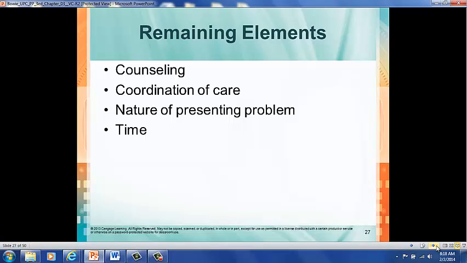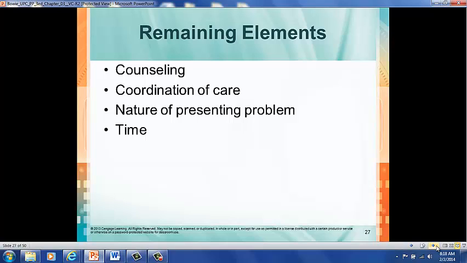The remaining elements that factor into choosing a level of service are counseling, coordination of care, and nature of presenting problem. These components, known as contributory factors, can contribute to the work that goes into an encounter and should be considered when determining a level of service to code. They are closely related and in many instances overlap.